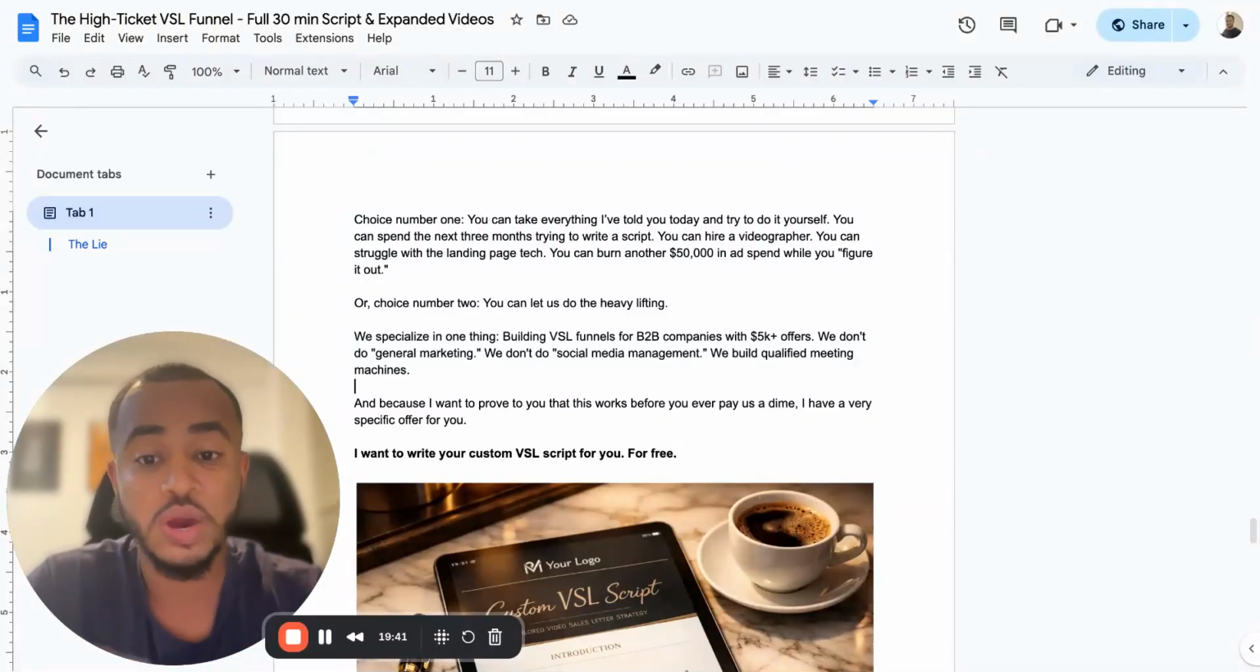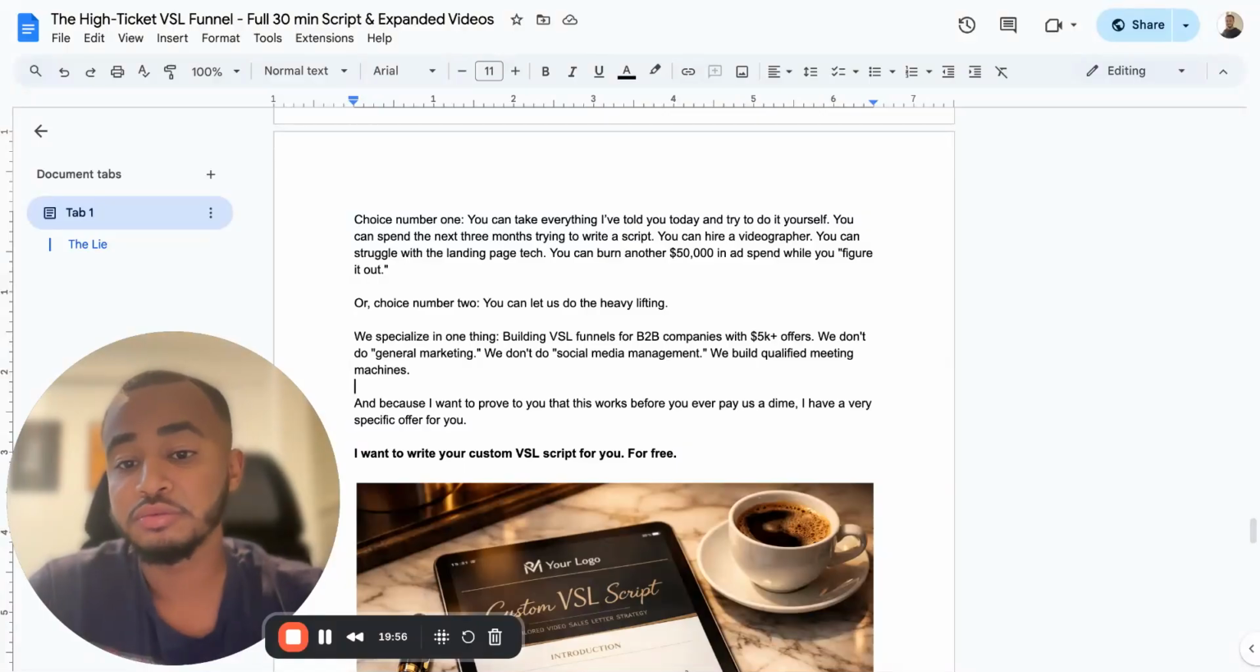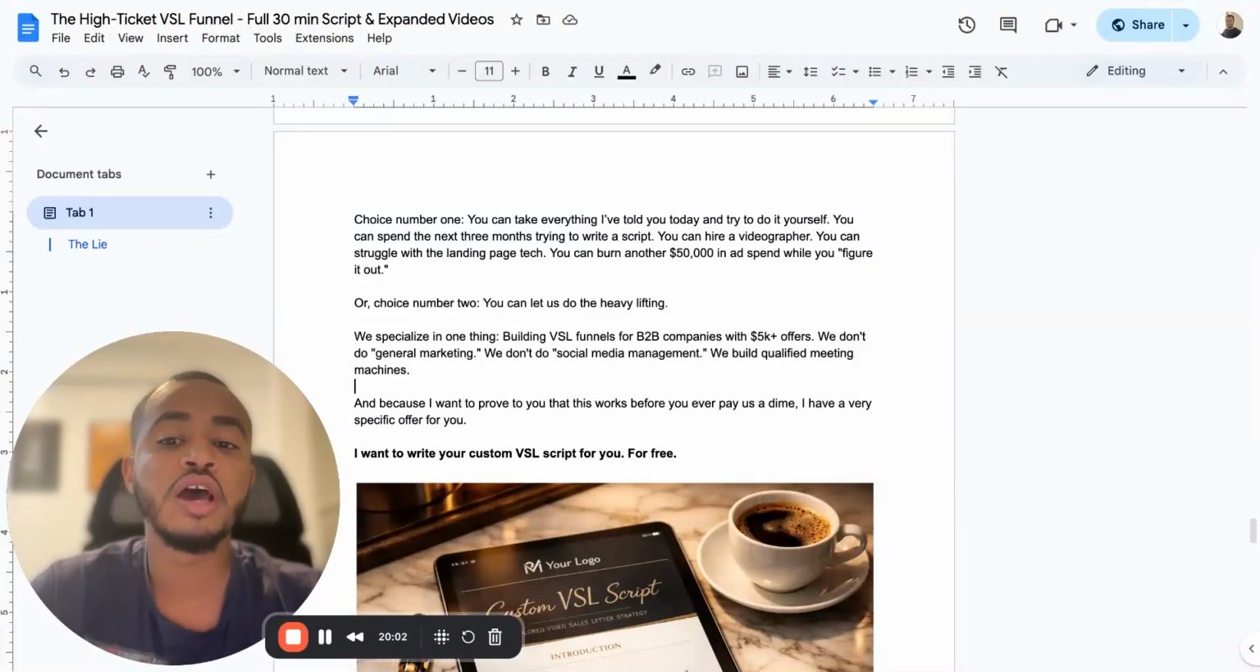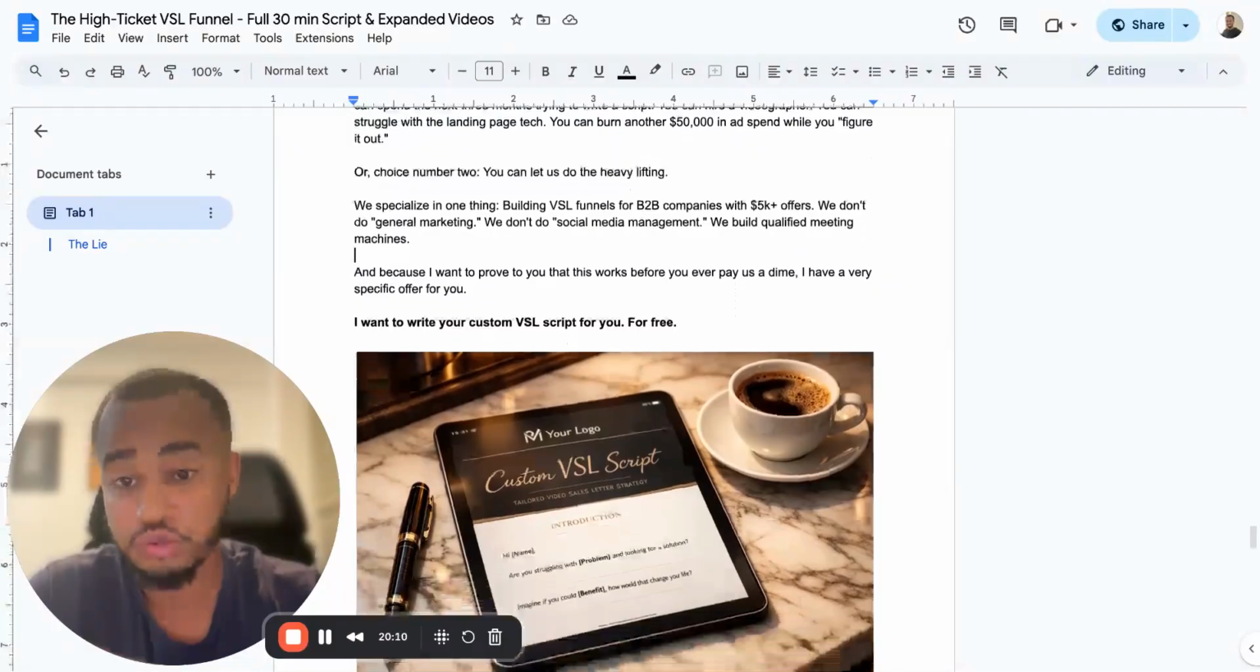We specialize in one thing: building vessel funnels for B2B companies with 5K plus offers and high LTV margins. Okay. We don't do general marketing. We don't do social media management. We build qualified integration. Okay. And because I want to prove to you that this works before you ever pay us a dime, I have a very specific offer for you.